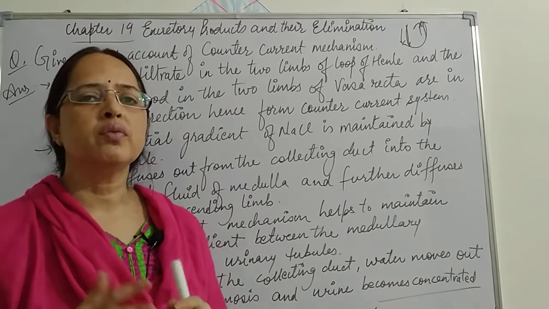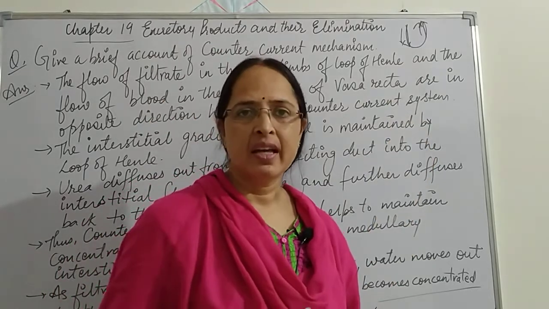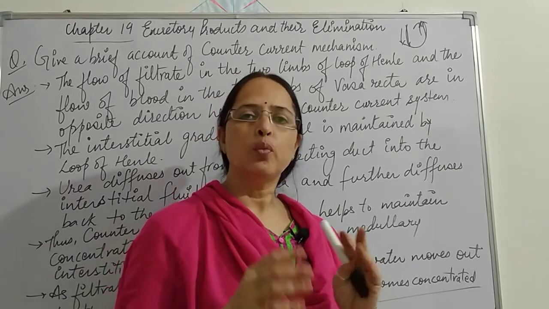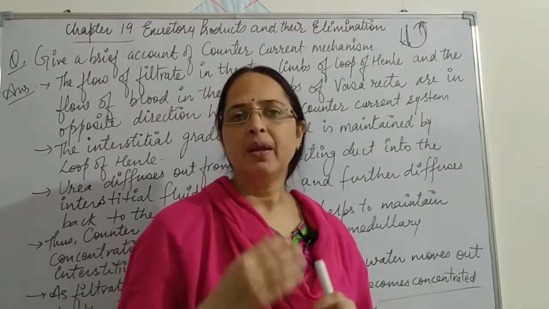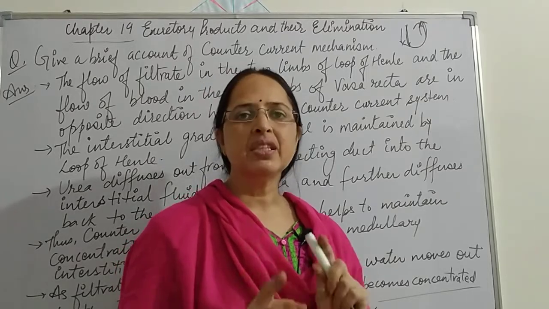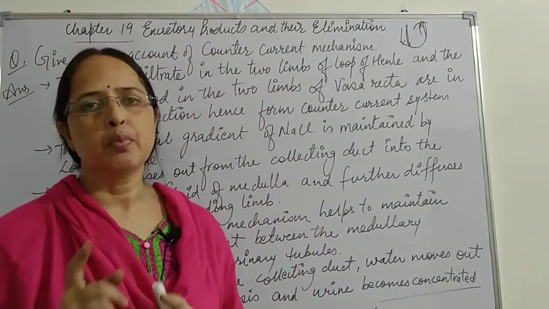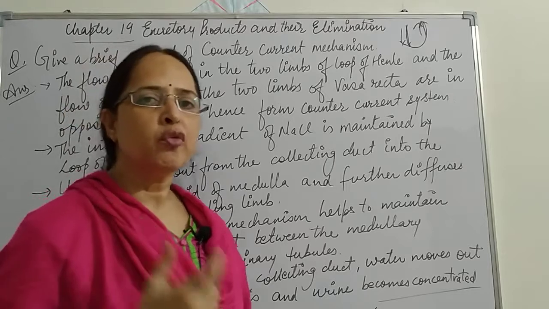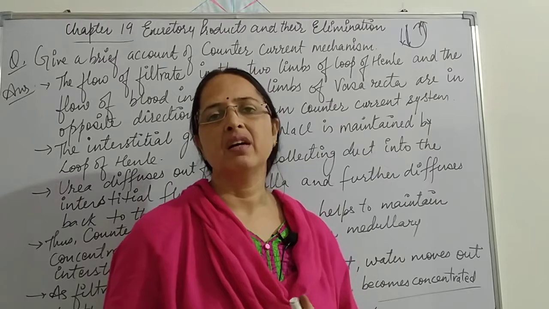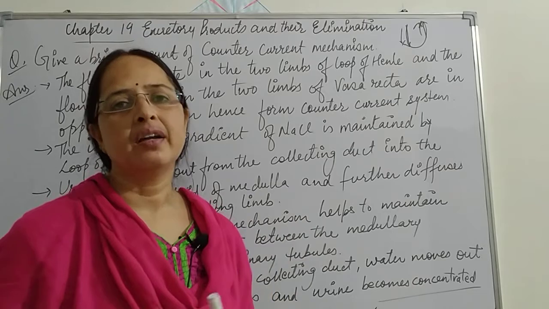Similarly, the vasa recta runs parallel to the loop of Henle and again forms a U-shaped structure. On one limb of the vasa recta the blood is moving downward and on the other limb the blood is moving upward. So both limbs of the vasa recta have blood moving in opposite directions. This movement of the filtrate in the loop of Henle and of the blood in the vasa recta in opposite directions forms the counter current system.